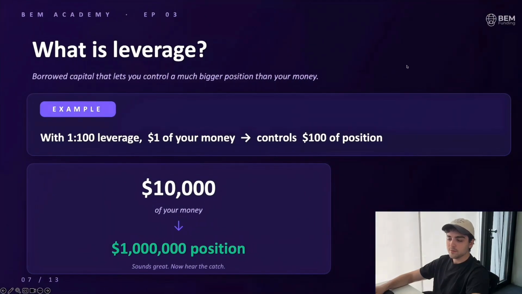And now, leverage. Leverage is the trader's secret weapon and the trader's most common cause of death. Leverage means using borrowed capital from your broker to control a much larger position than your own money would allow. A 1 to 100 leverage means for every dollar of your own, you can control $100 of position. With $10,000 of your money, you can open positions worth 1 million. Sounds great. Now, hear the catch.